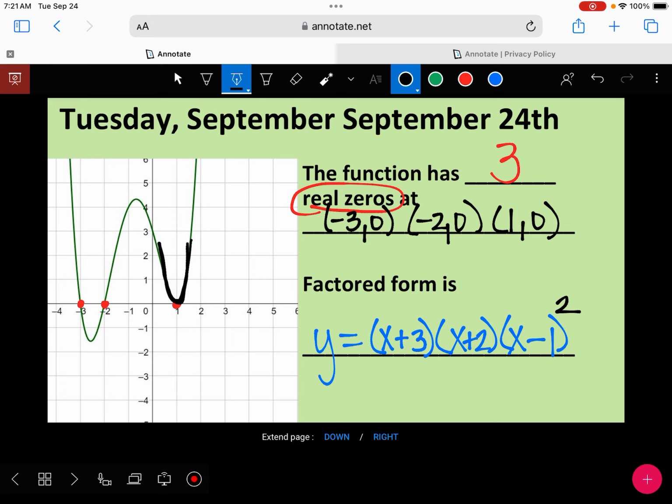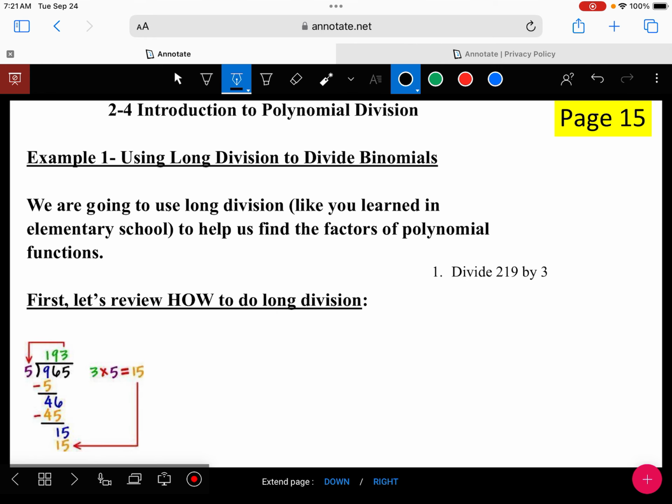Okay, any questions? So go ahead and take out your notes. We're going to do one old school division problem, going back to the day. Go to page 15. We're going to review how to do long division. So page 15. We're only going to do one of these.